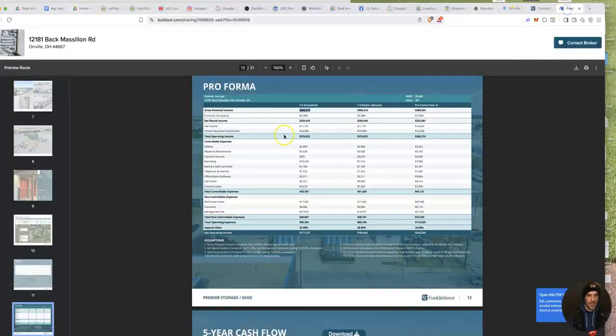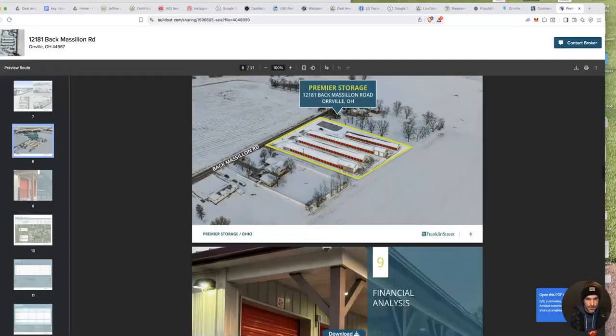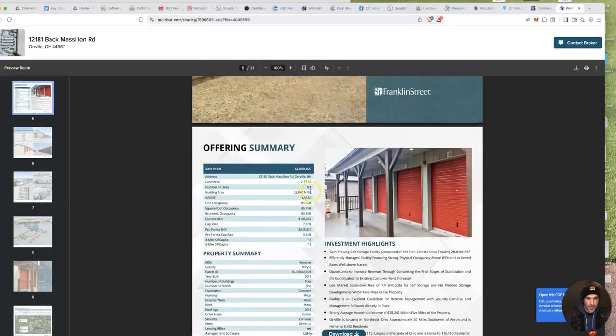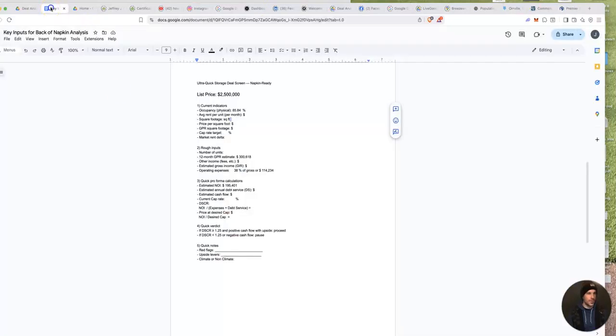All right, so next, square footage we didn't add. Let's get that in there. I know I saw it somewhere. All right, yeah, so 181 units, looks like 28,840. 28,840 is the square feet. And what did I say, 181 units. There we go, 181 units.